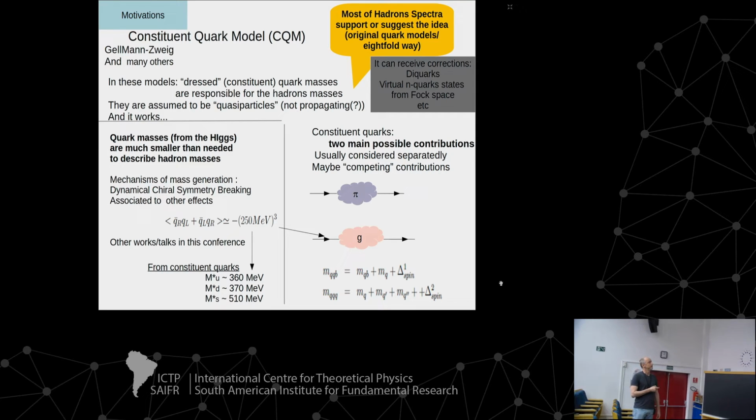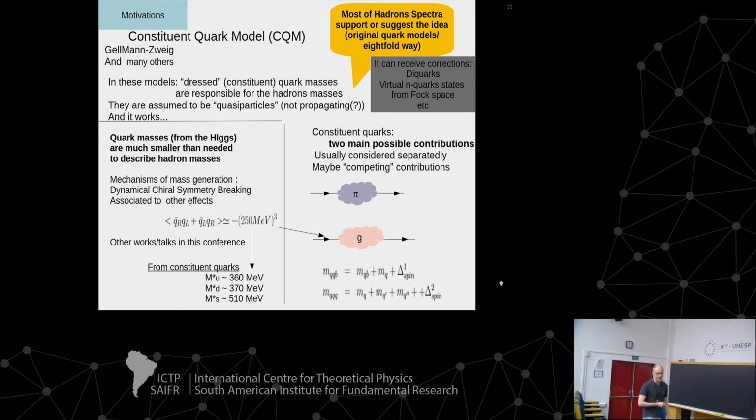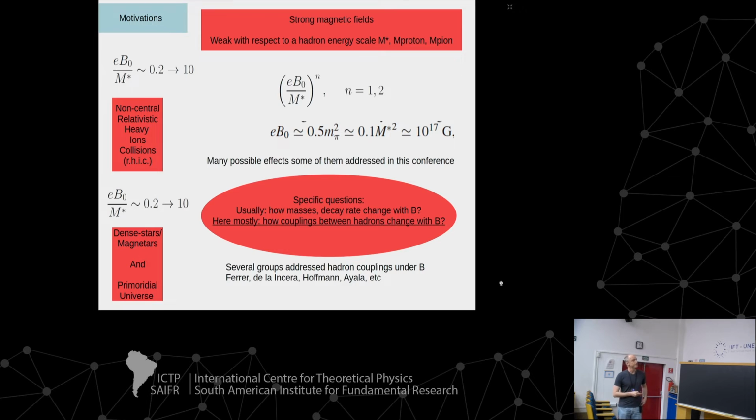Usually the constituent quark model assumes dynamical chiral symmetry breaking, according to which we have large hadron masses in comparison to the quark masses. And also, of course, the aim of this conference is to discuss many effects of strong magnetic fields. Although in this case I'll talk about fields that are not strong, they are weak with respect to the constituent quark masses. Many things have been discussed in this conference, so I will not extend further in this part of my motivations.